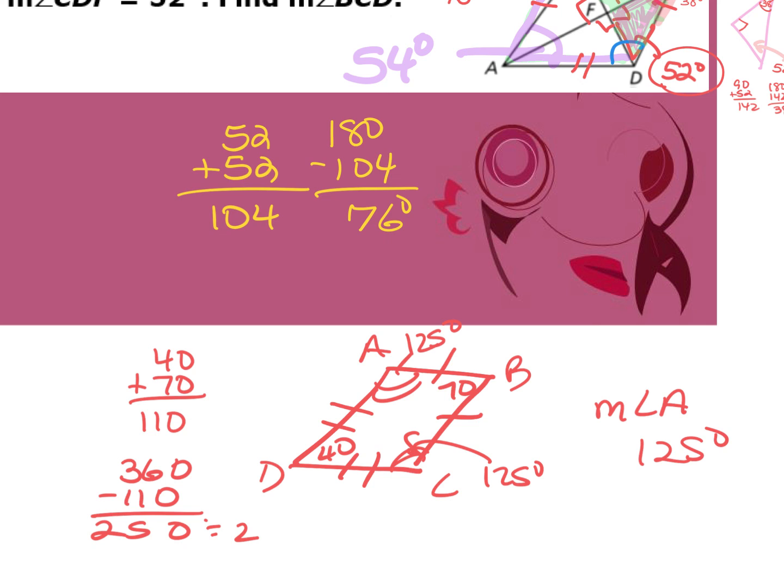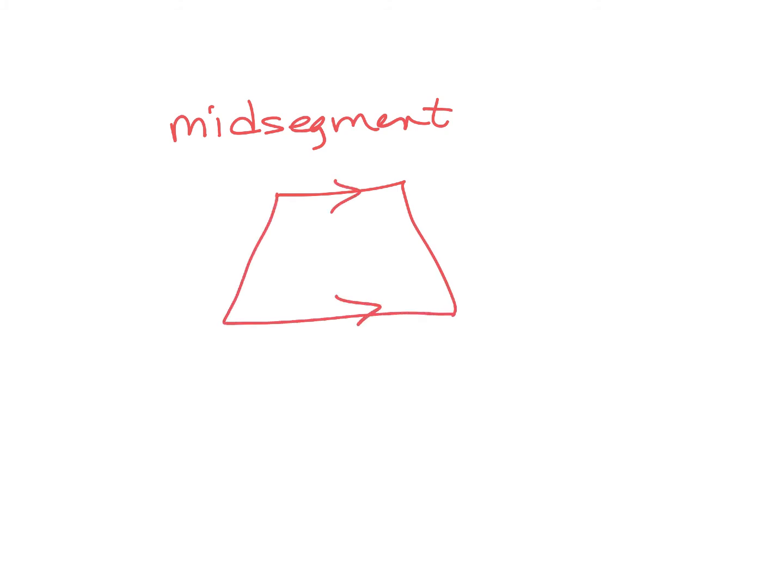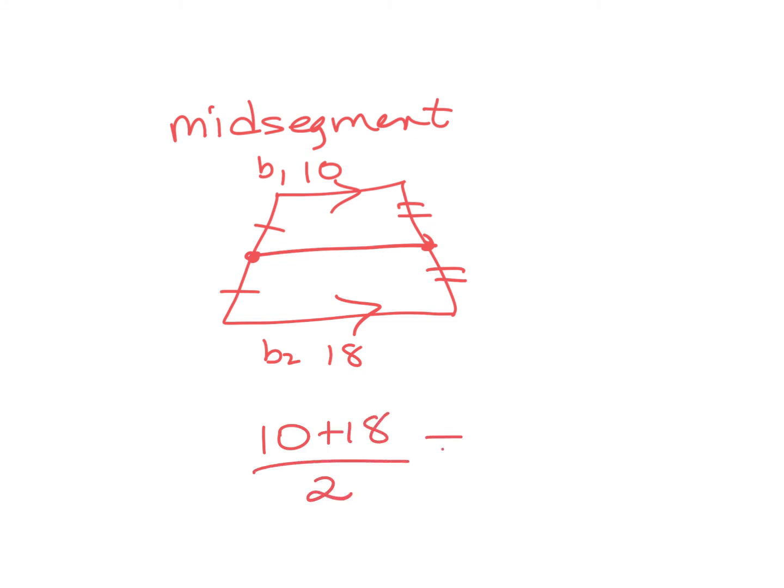So let me add a slide here. To find a midsegment of a trapezoid, let's say I tell you that this is 10 and this is 18. All we need to do, we could say that this is base 1, this is base 2. I'm going to add 10 plus 18, divide by 2. I get 28, divide by 2, and I get 14.